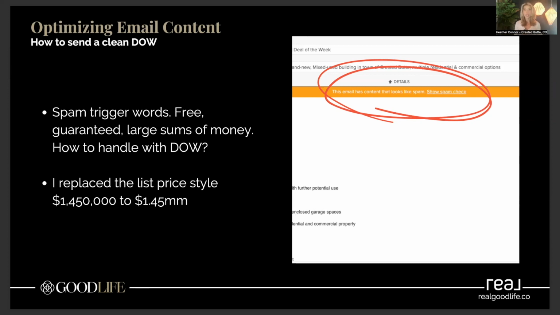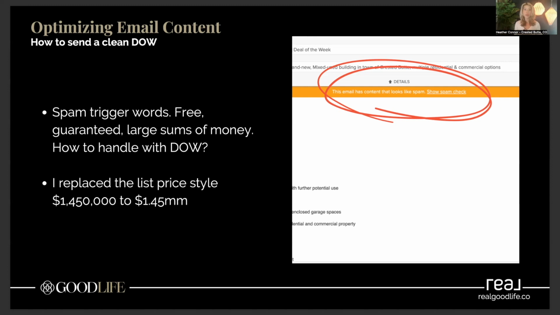So how I handled this was really simple. I took the list price, and instead of writing it all the way out, for example 1,450,000, to show that it was 1.45 million, I just abbreviated it to 1.45 MM. Interestingly enough, that removed the issue and it no longer was triggering that spam alert.